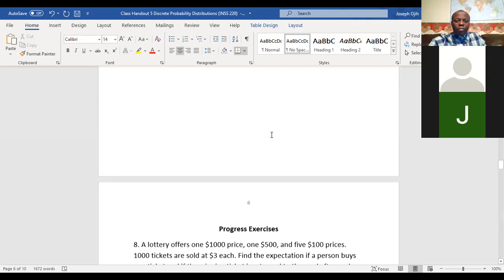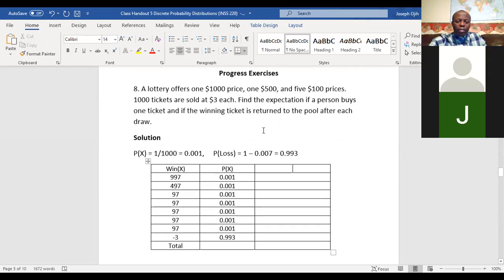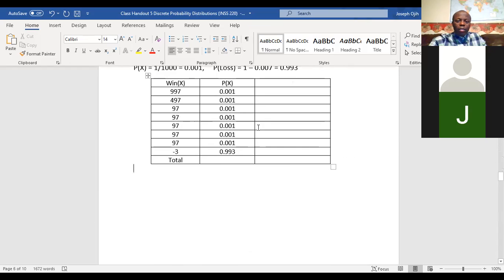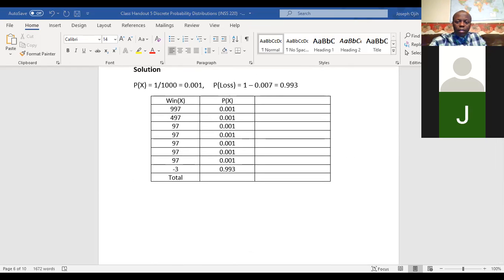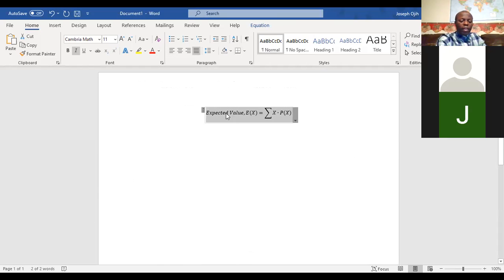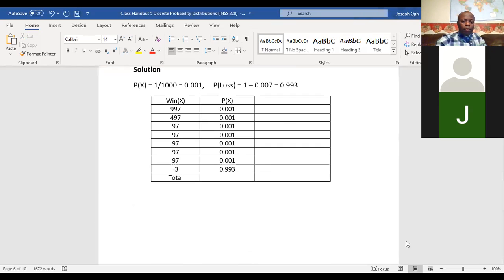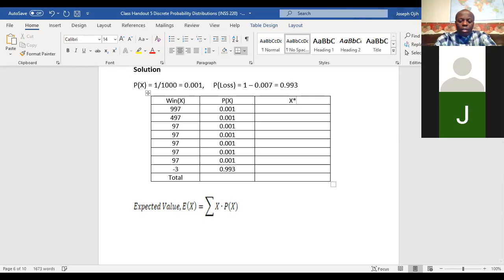Now, next thing is, remember our formula for expectation is the sum of X times P of X. Let me put it here. The formula for our expectation is the sum of X times probability of X. So we need this part, X times P of X. If I apply this times that, I have this number 0.997. This times this, 0.497. And 97 times this, we get 0.097.